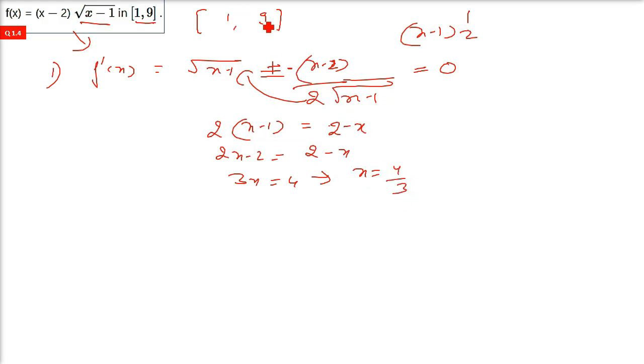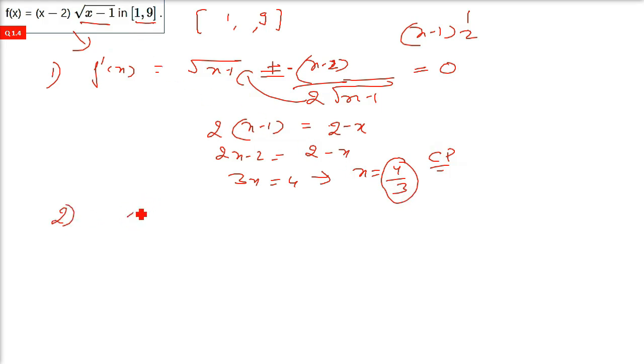Now this is a new number which is in between 1 and 9. We cannot take any value which is outside the limit, outside this 1 and 9. You can assume that 1 and 9 are the minimum and maximum for the critical points, so you have to take in between. We came to know that 4 by 3 is also one of the points which we need to check. So all the critical points include 1, 4 by 3 and 9.